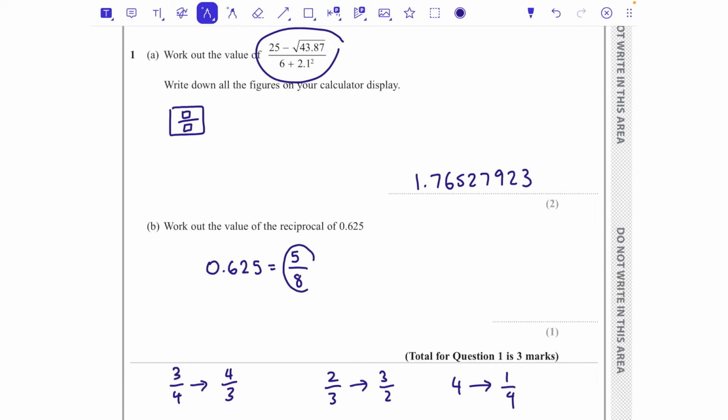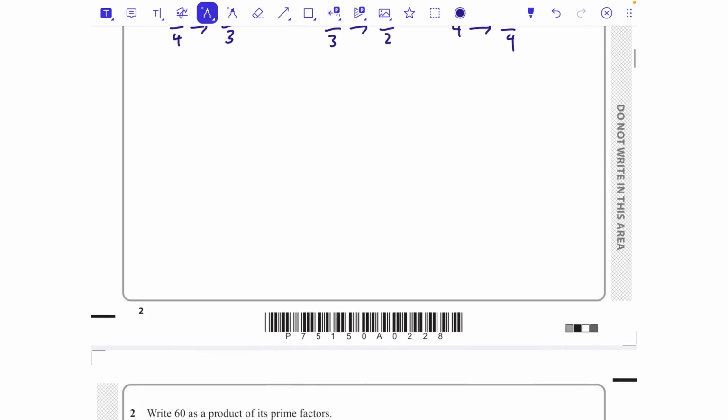Therefore, in this case, the reciprocal of 5/8 is going to be 8/5. And we can just write it like that. It doesn't want it as a decimal, it just says what is the reciprocal. So 8/5 is your solution for that one. Quite a tricky first question.